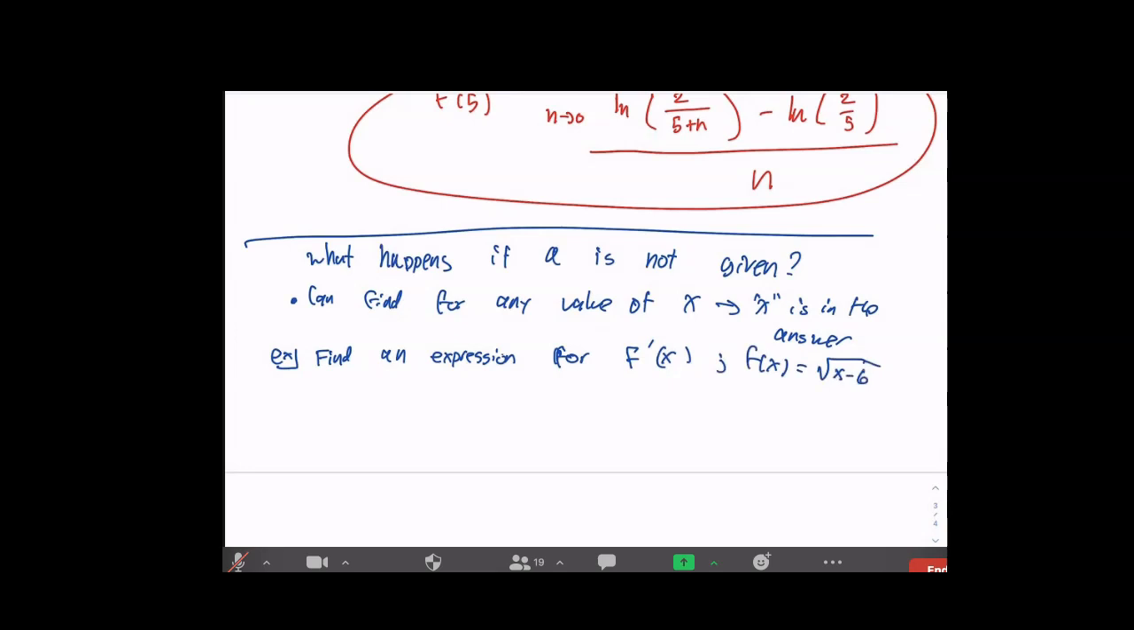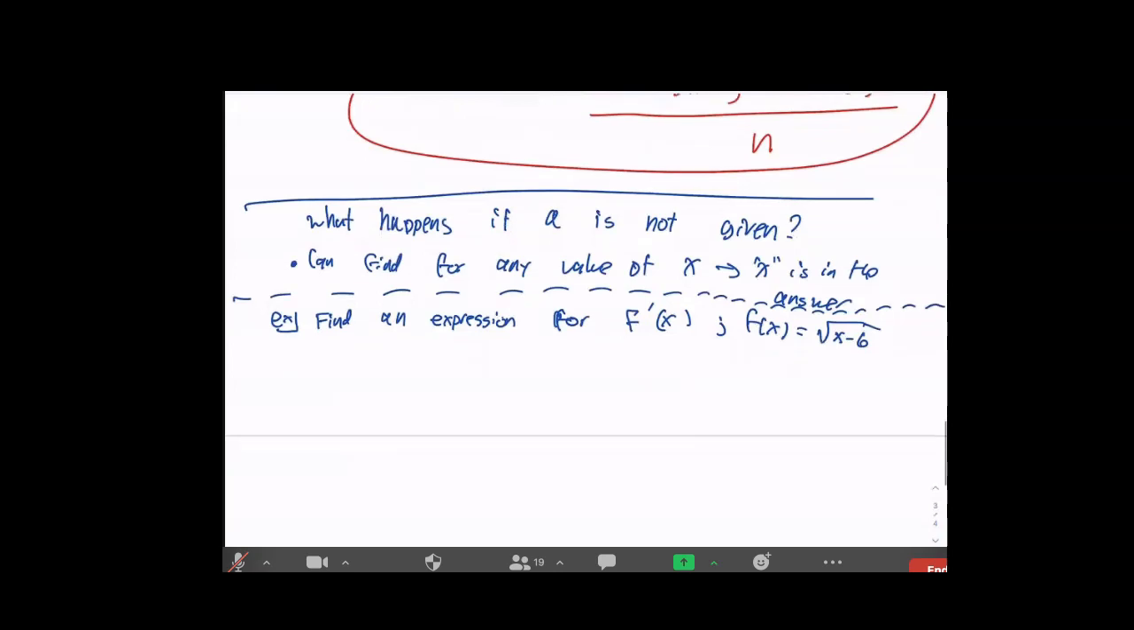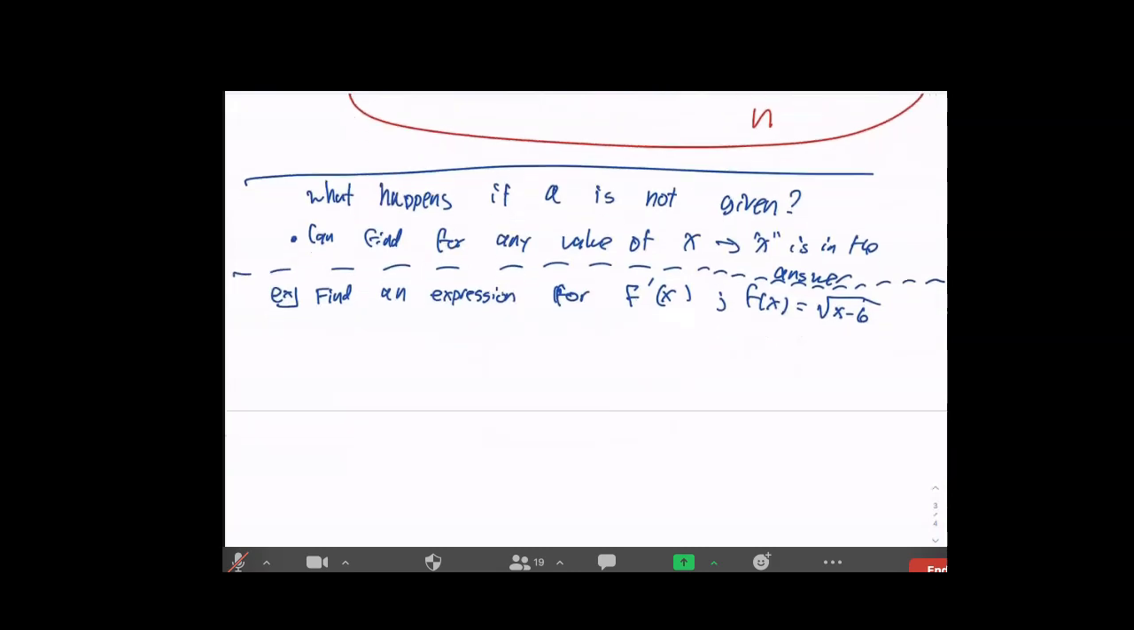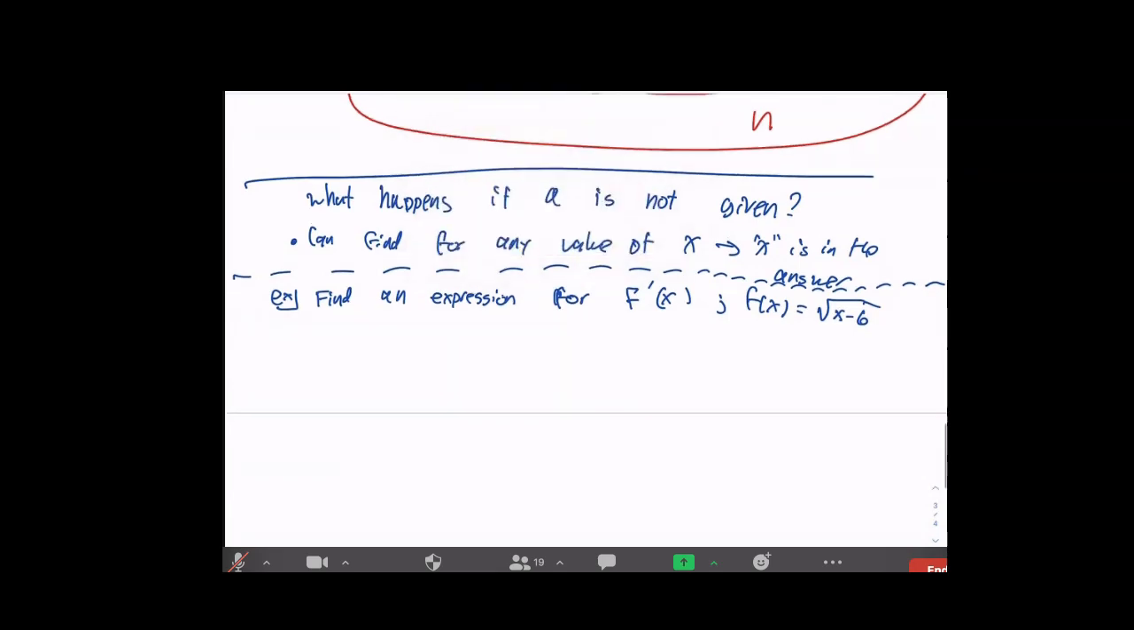Okay, so this is our problem. I did not give you an a, and it works the same way. But a is basically x. That's the nice thing. Our answer looks exactly the same. We're not gonna replace the x with a, and we're not gonna replace the a with a number. So while it looks very ugly, it's actually a little bit more straightforward.